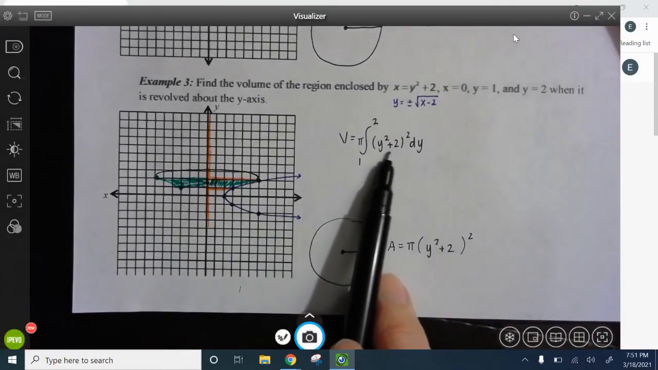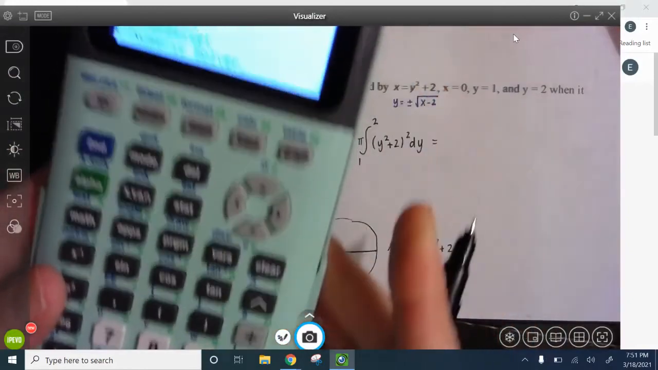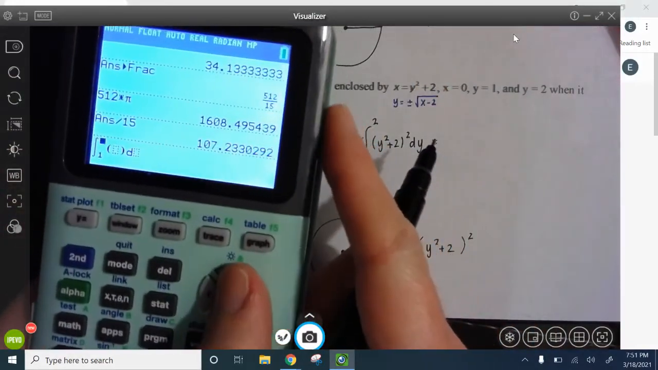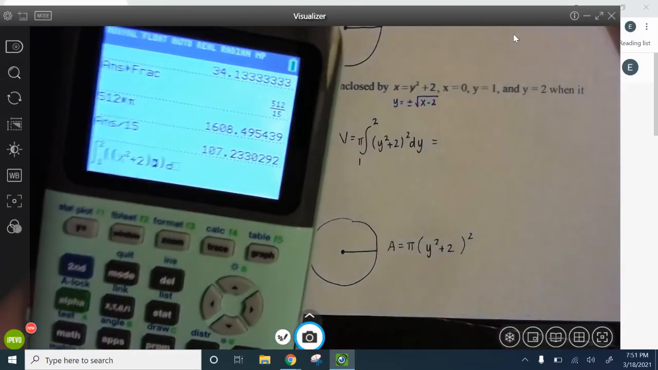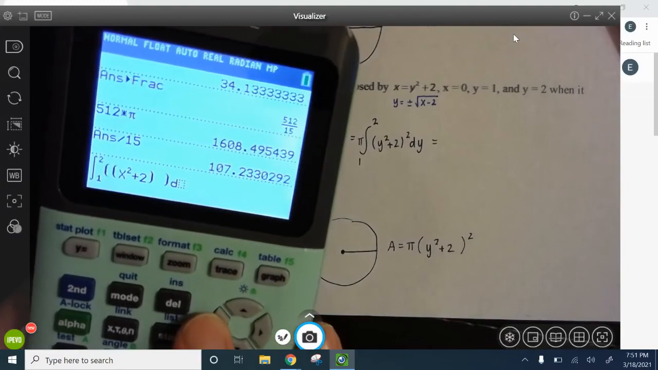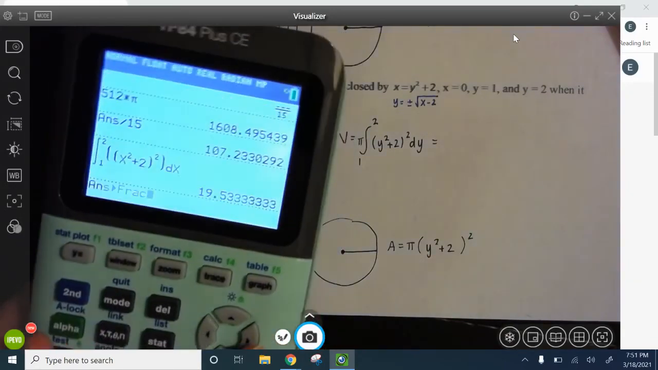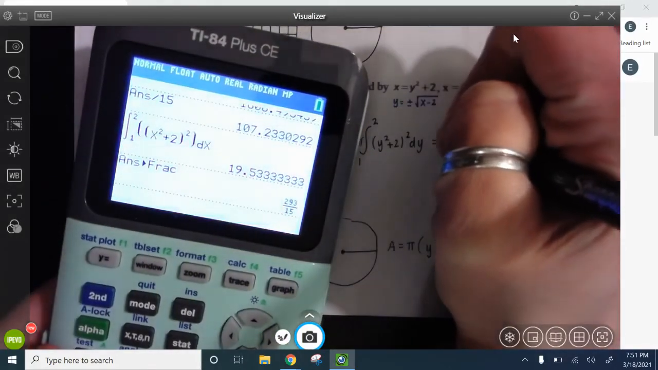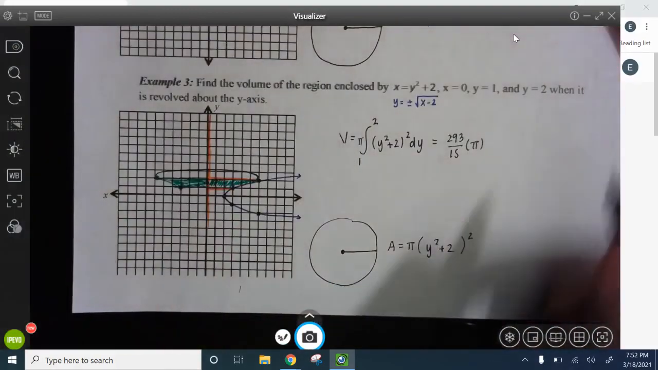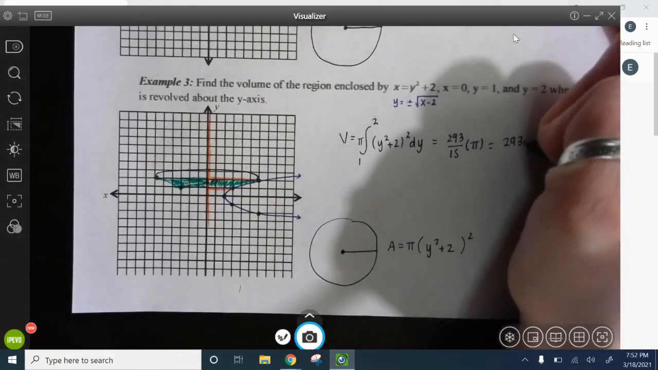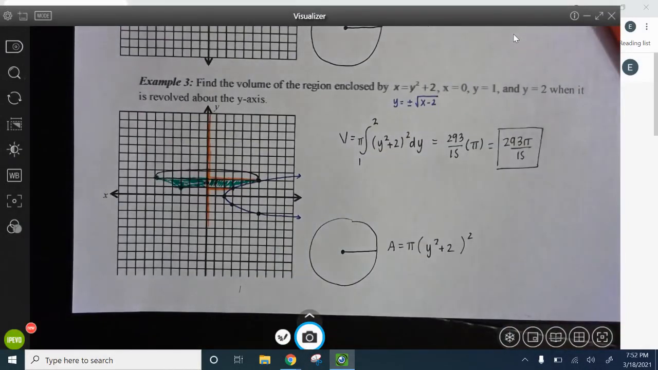And again, you could expand that out if you wanted to. I'm just going to use my calculator here. So 1 to 2, x squared plus 2 squared dx. So it looks like it's going to be 293 over 15, again, times pi. So 293 pi over 15 is going to be our volume when we revolve that about the y-axis.